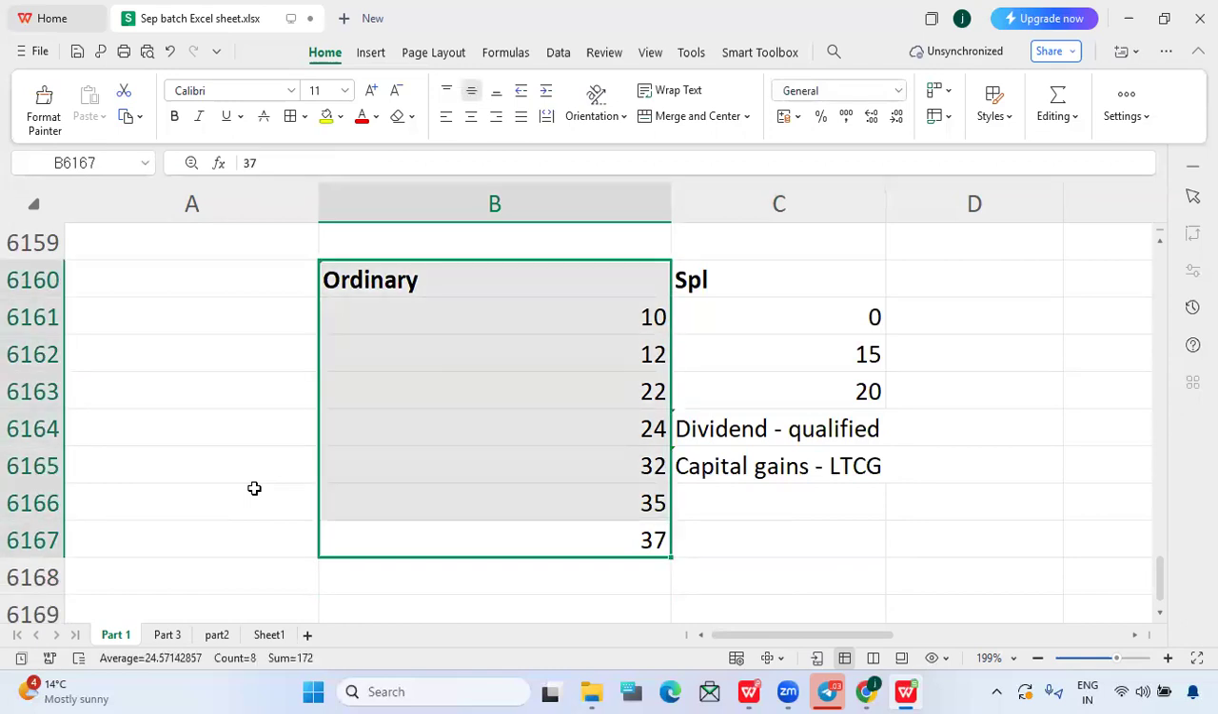Do you know what the highest tax rate in India is?